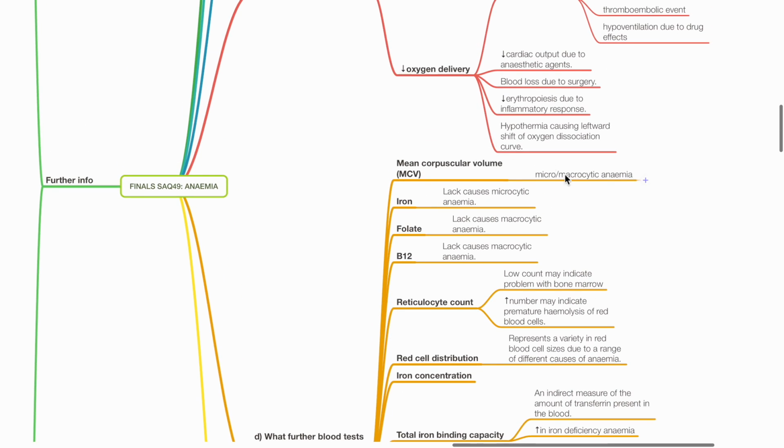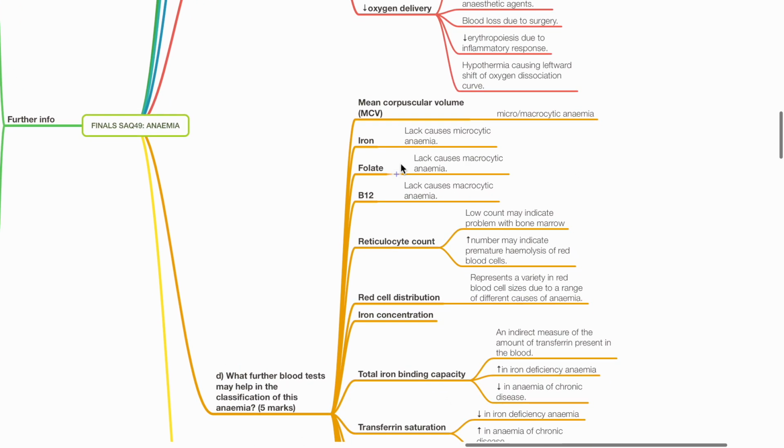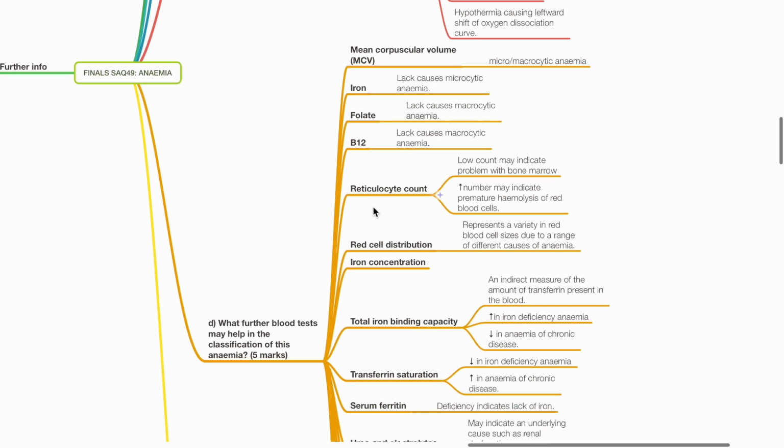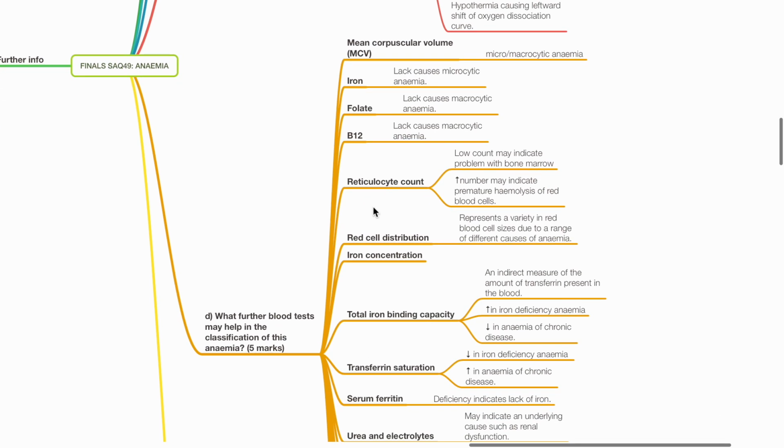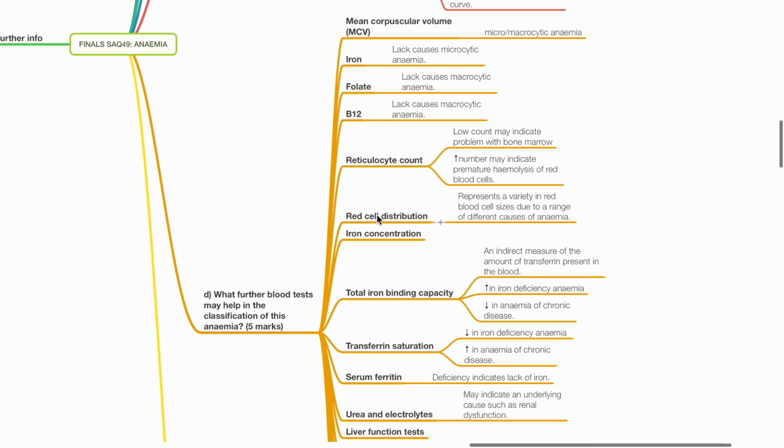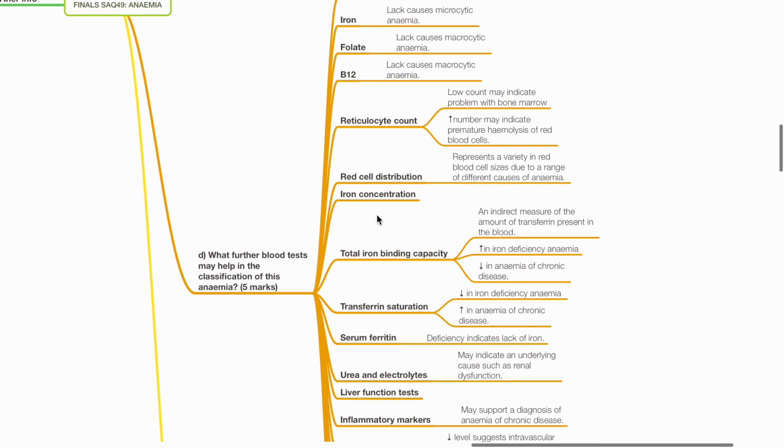This includes mean corpuscular volume, which differentiates micro and macrocytic anemia. Serum iron levels: iron deficiency causes microcytic anemia. Folate and B12 levels: deficiency of these causes macrocytic anemia. Reticulocyte count: a low count may indicate marrow failure, an increased retic count may indicate premature hemolysis of red blood cells. Red cell distribution width represents a variety in red blood cell sizes due to a range of different causes of anemia.